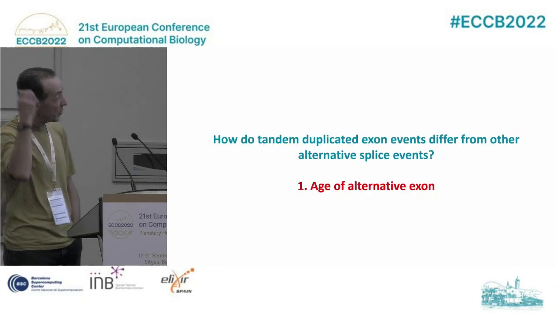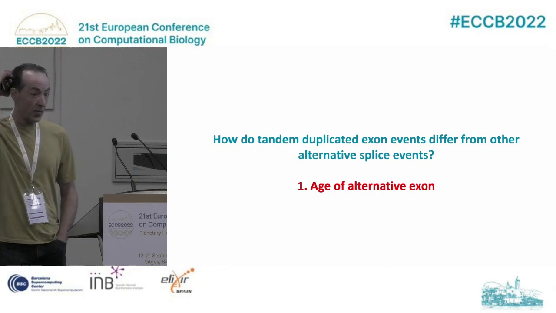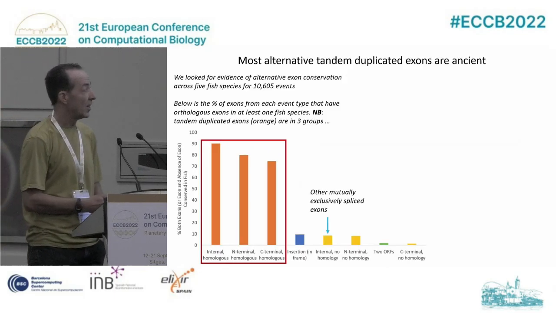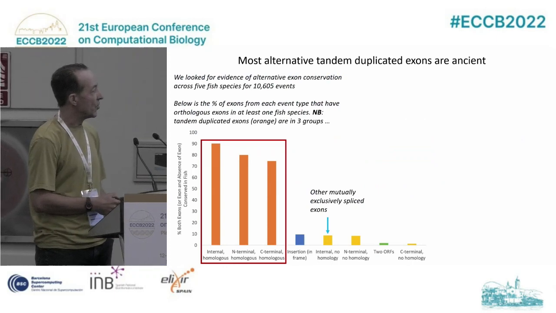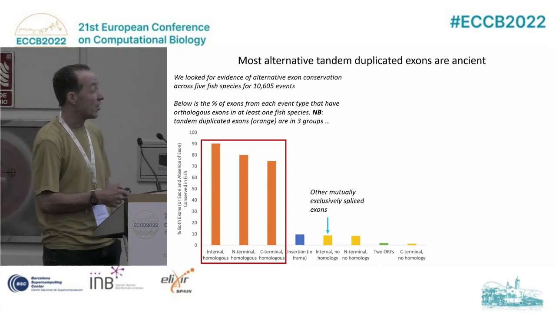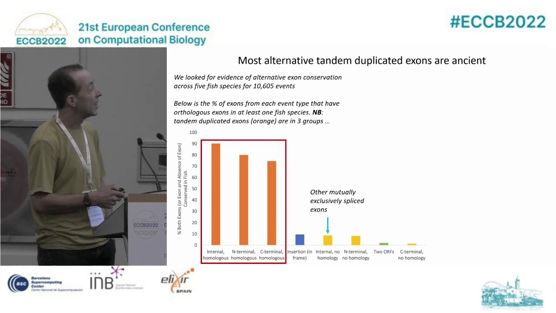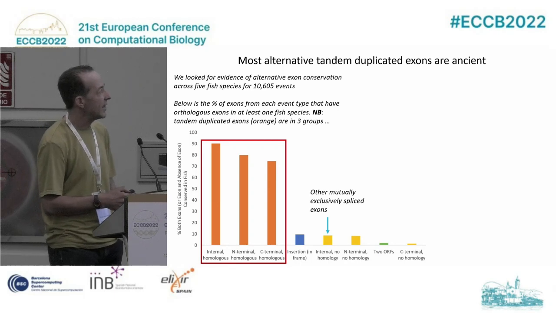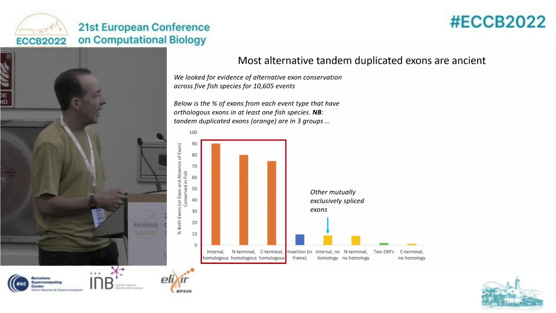So how do these tandem duplicated exons differ from all of the alternatively spliced exons? First of all, their age. They're a lot more conserved. For some strange reason, when we did this figure in the paper, we split the tandem duplicated exons into three different groups, depending on where they were in the sequence, but they're all highly conserved. And they're all highly conserved in other fish species. What we did here was carry out BLAST against five fish species. We manually annotated all the results. And this is what we ended up with.